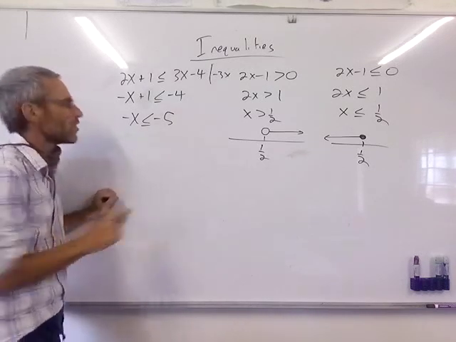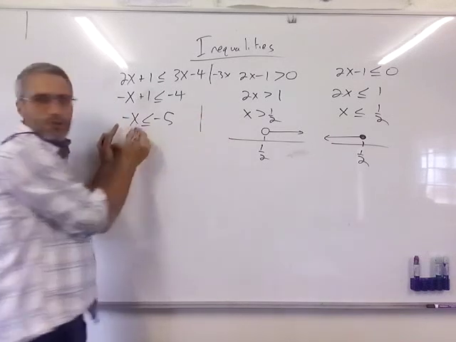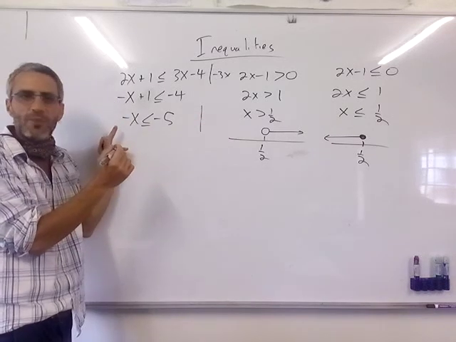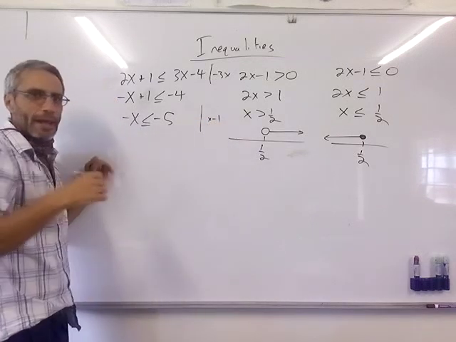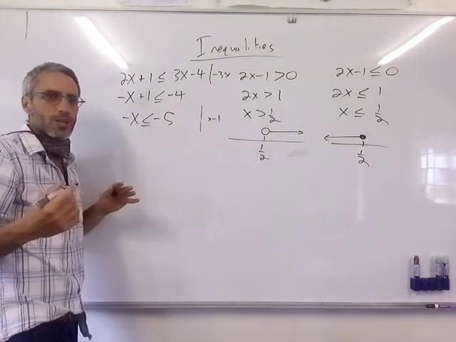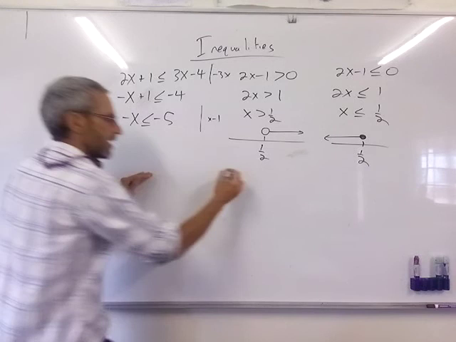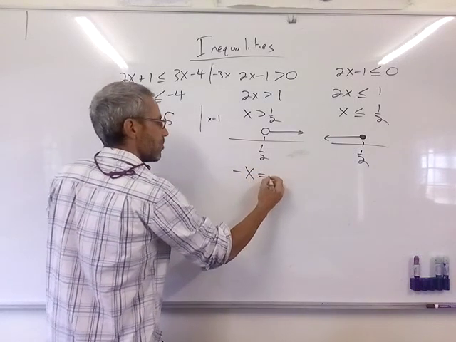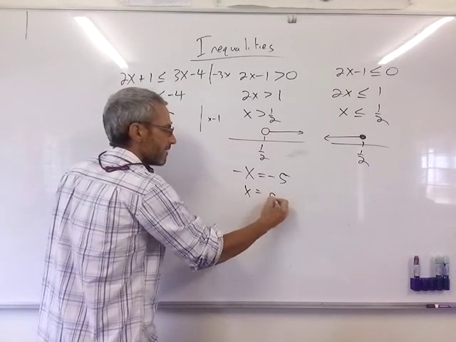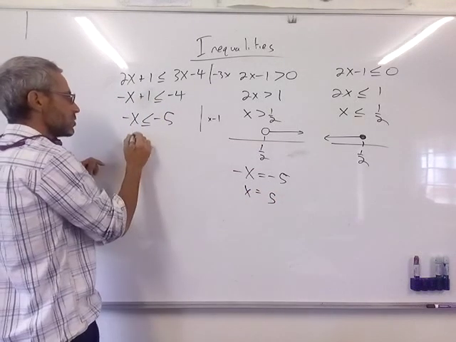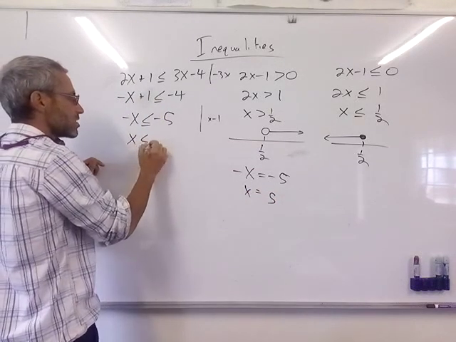You're right. So I need to multiply. How do I get rid of this minus? I need to times it by -1. So if you just believe what I told you and you do the same thing, like if I had minus x equal to -5, then how would we write it? x equals 5. So if you followed my advice, you would just say x is smaller or equal to 5.